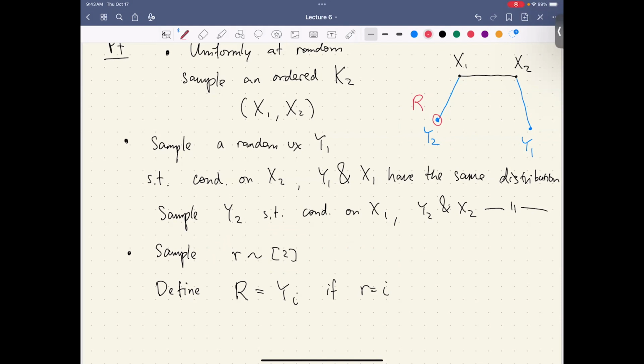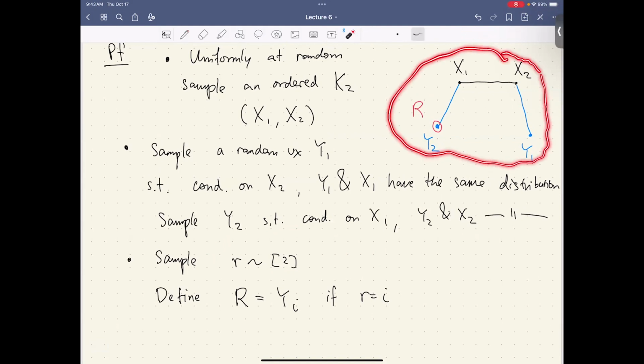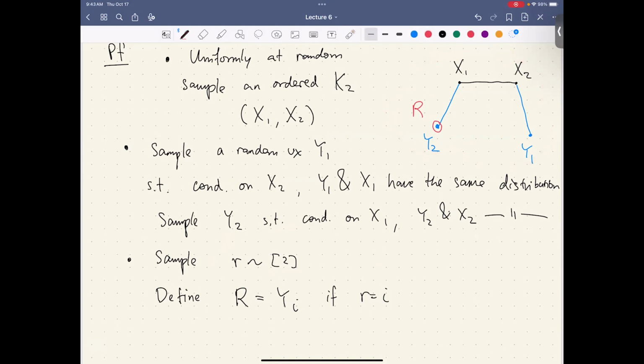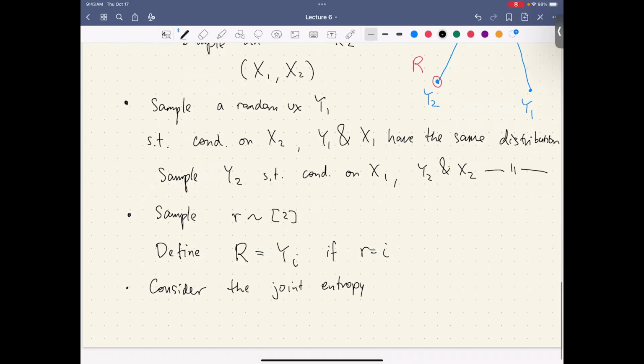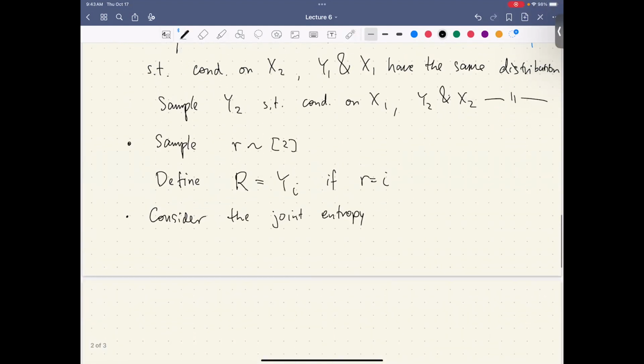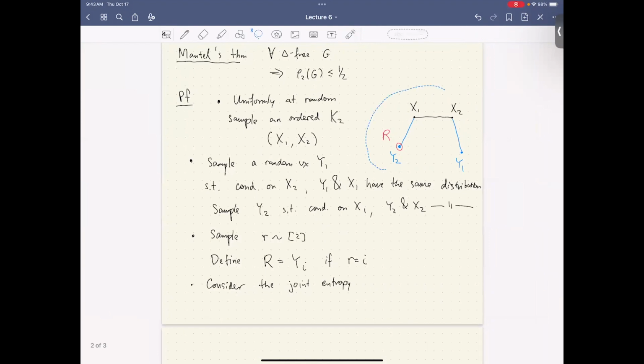It looks a little bit strange at the moment why we do that. The thing is, we have all these random variables. Let's look at their joint entropy. Now let's consider the joint entropy. Let me maybe move this picture.